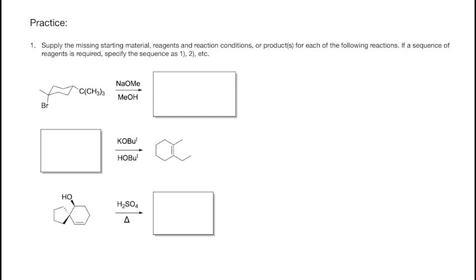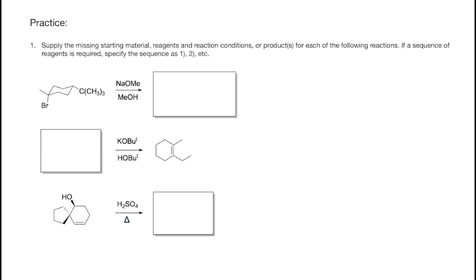In the first reaction, the tertiary bromide reacts with sodium methoxide in methanol, and we need to predict the product. Due to the significant steric hindrance at the alpha carbon of the substrate and the polar protic nature of the solvent, the reaction is unlikely to proceed via an SN2 mechanism, even with a strong nucleophile. Instead, the reaction is expected to follow an SN1 mechanism.